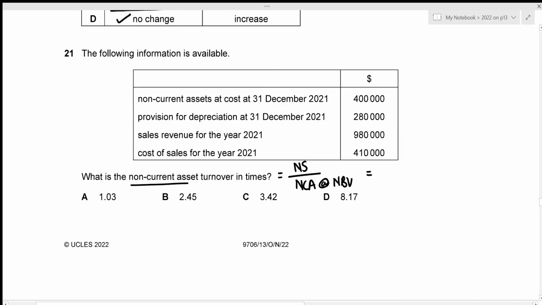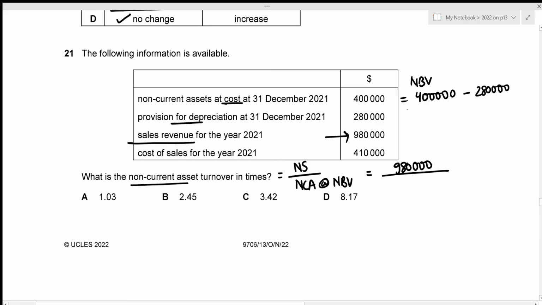Let's write down the value for sales. We can see the sales revenue is given right here to be 980,000. Now we just need to figure out the non-current assets value, and its value at cost is given as well as its provision for depreciation is given. And remember, we need to include it at its net book value. And the net book value is just the difference between cost and provision for depreciation. So net book value, it will be the cost of 400,000 minus our provision for depreciation of 280,000. This gives the value of 120,000.